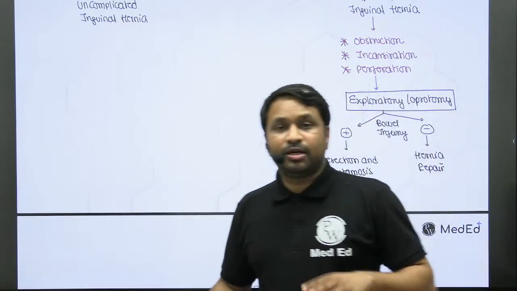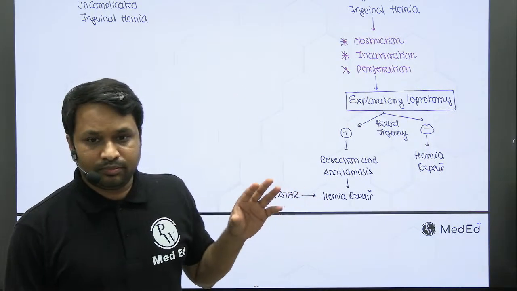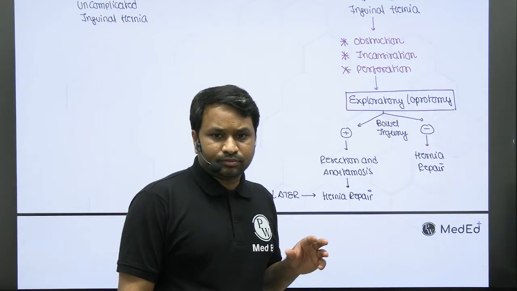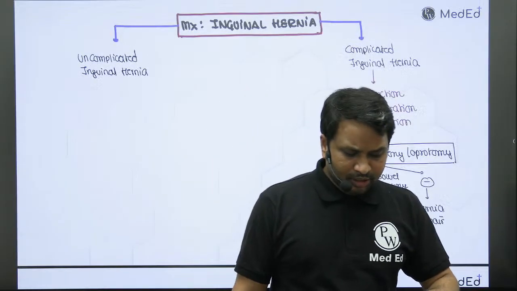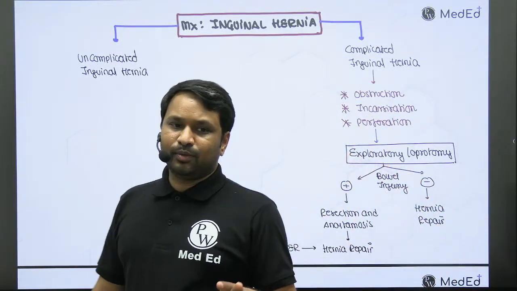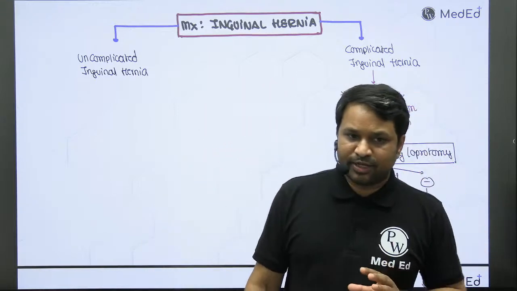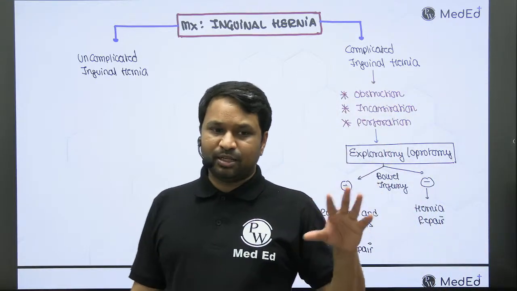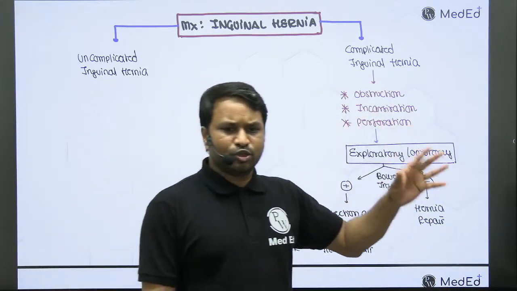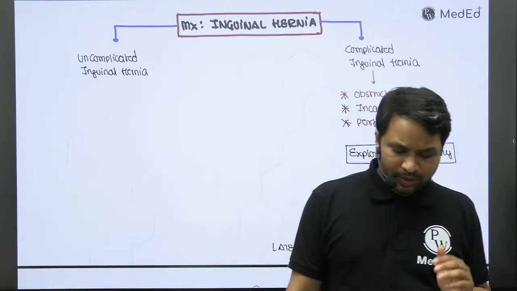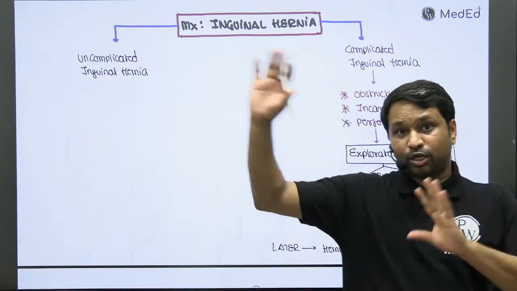So the concept here is, whenever you have a patient with a complicated inguinal hernia, you have to see whether any of these obstructive features are present. If they are present, take the patient for exploratory laparotomy. On that, you see whether the patient has bowel injury or not. If there is no bowel injury, do a hernia repair. Otherwise, you have to go with resection and anastomosis, and the hernia repair should be done separately.